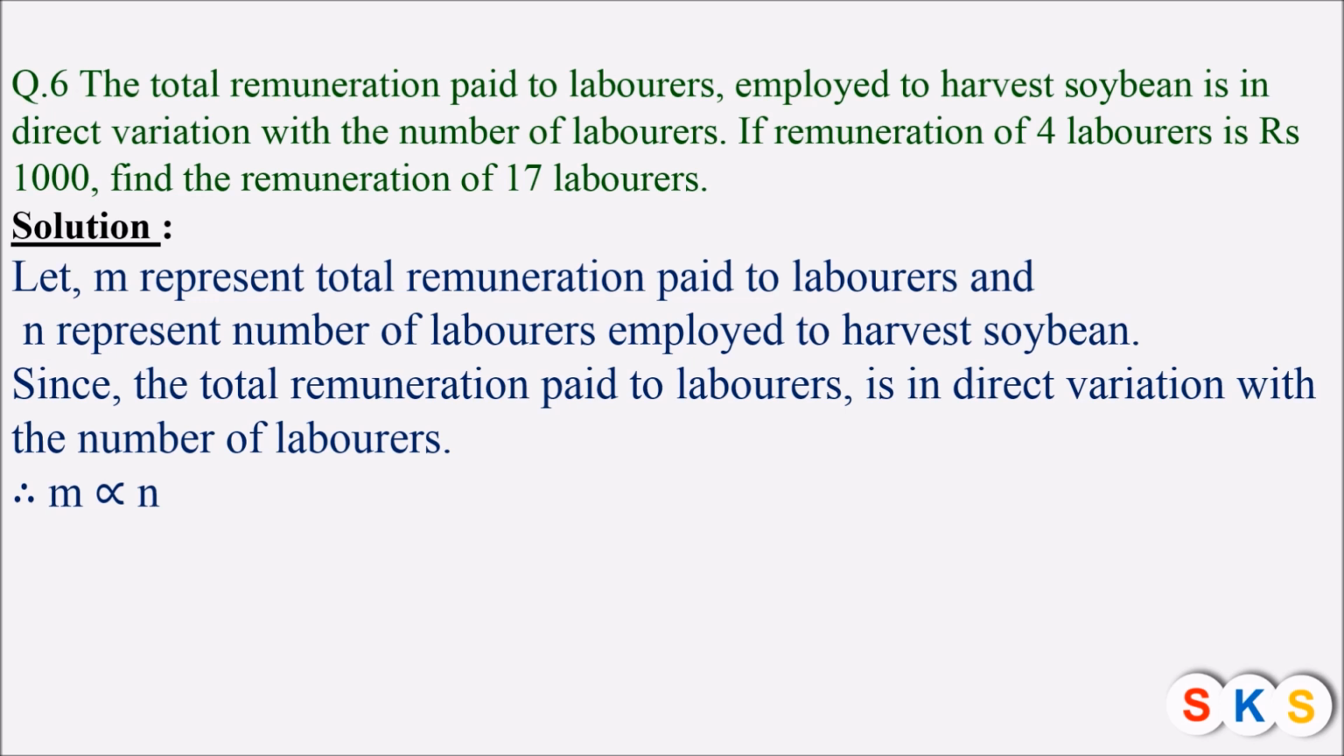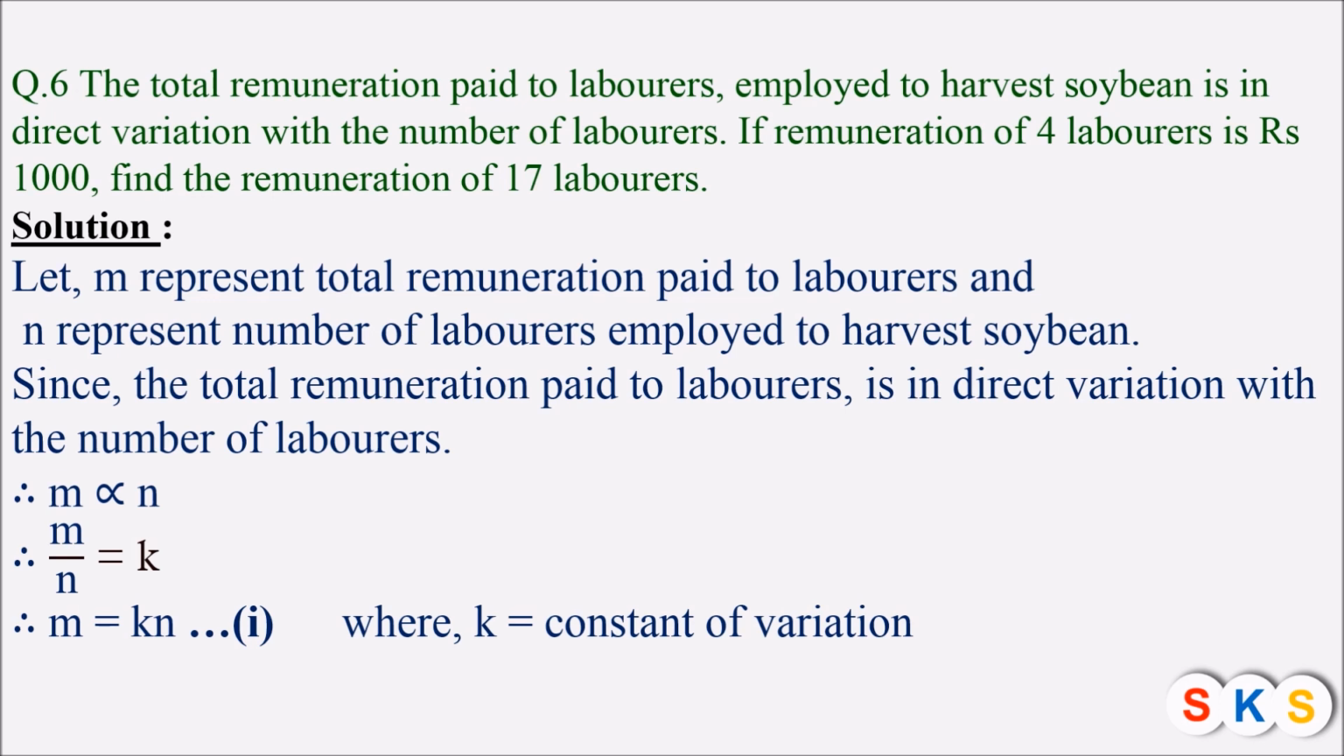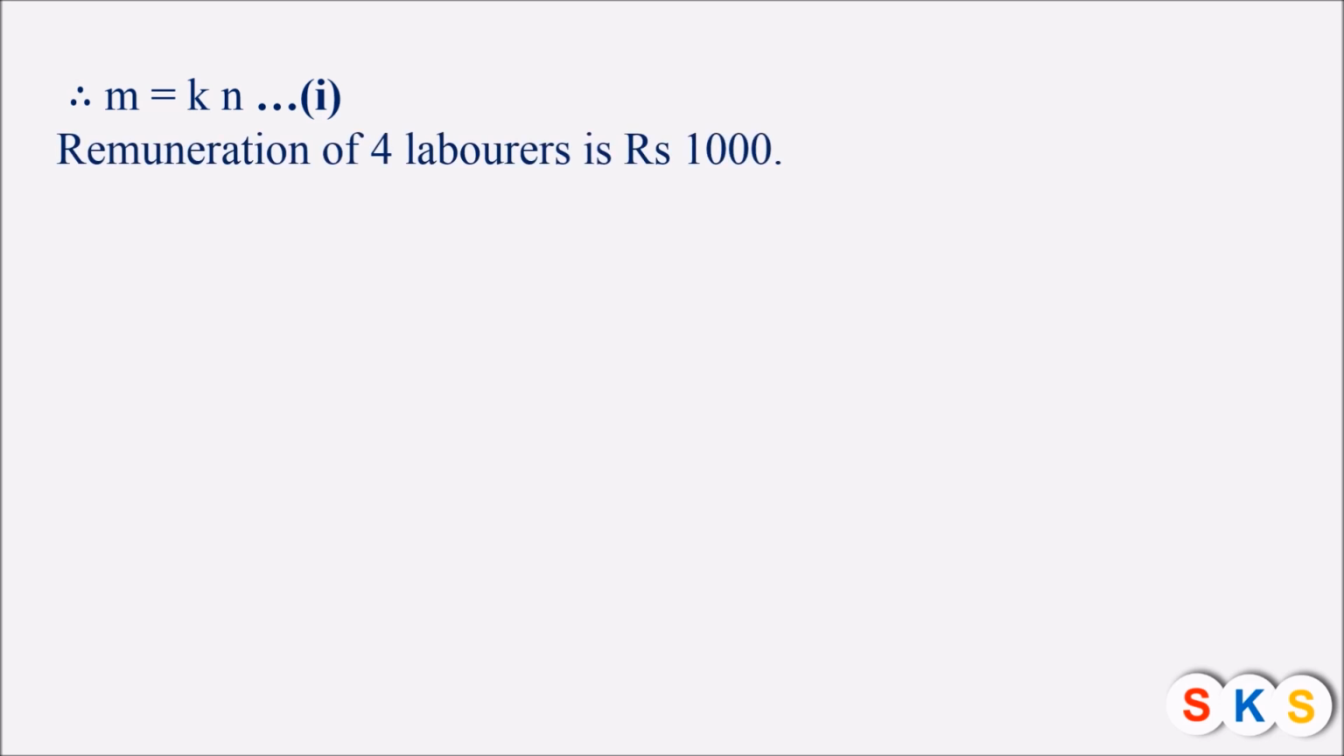Now we are going to use the rule of direct variation. What is the rule? Ratio is constant. It means m upon n equals k, which you can write as m equals kn, where k is the constant of variation. We will consider this as equation number 1. Now it is given remuneration of 4 laborers is rupees 1000. It means n equals 4 and m equals 1000.